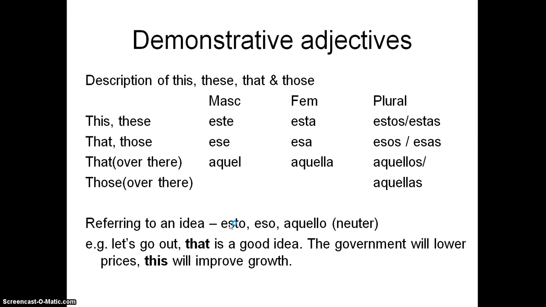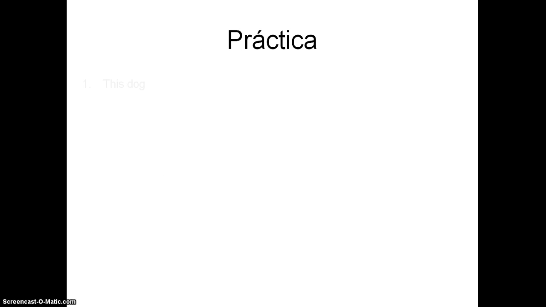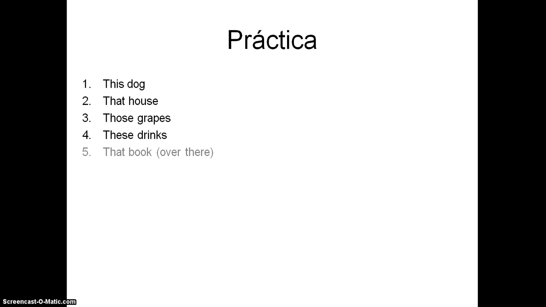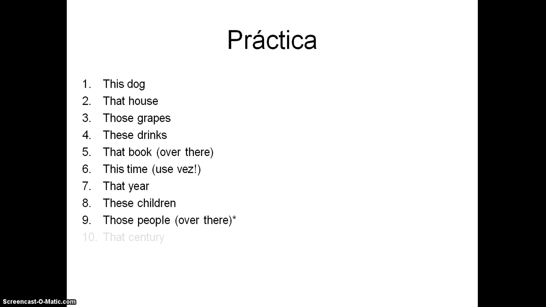Okay, let's move on with some practice then. So, to do. Now you might need to use a dictionary to look up some of the words to know whether they're masculine or feminine. You may know them already. You might want to rewind back, just have a look at the adjectives again. Okay, a couple of things to think about. Over there, just so you know which ones you're using. Remember people, how you use people in Spanish. And this one, for this time, we'll use vez instead of tiempo. Okay, pause it here, have a go, and then we'll go over the answers.